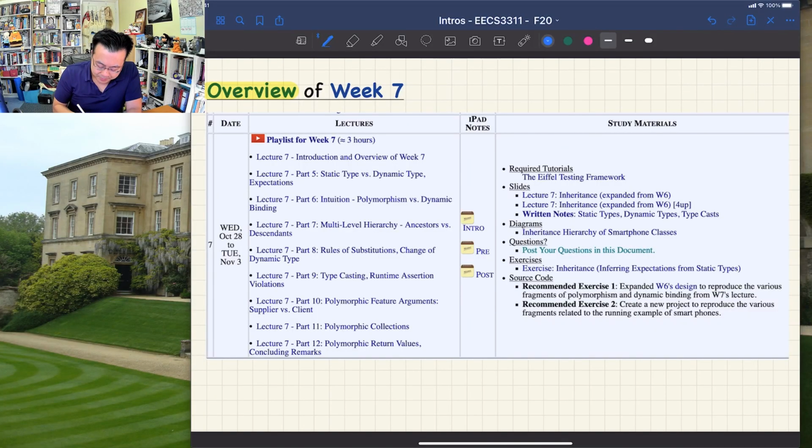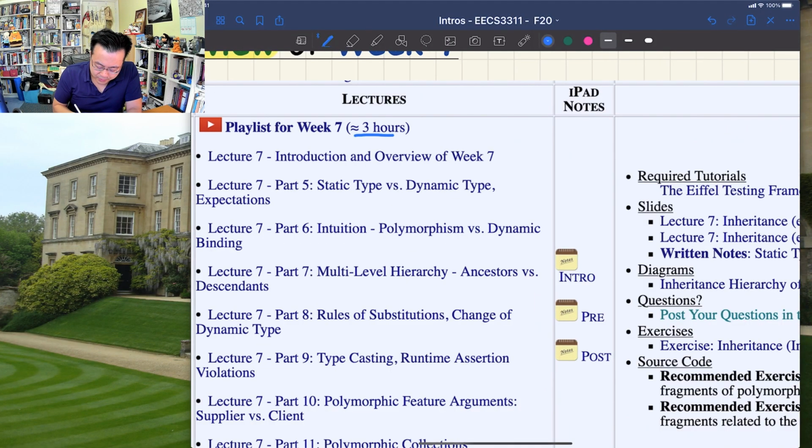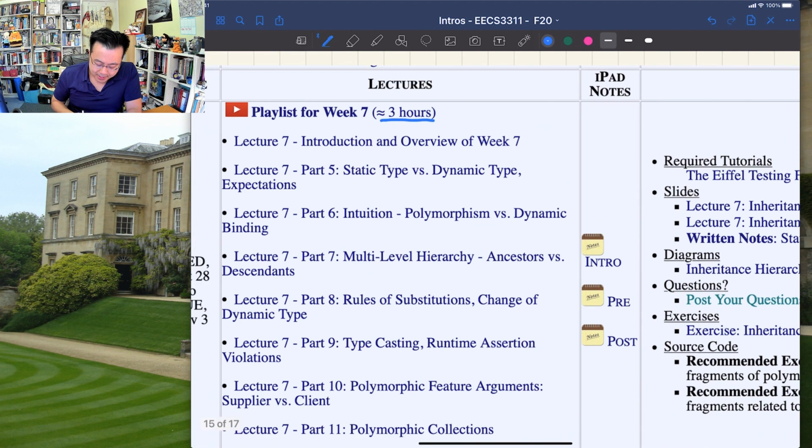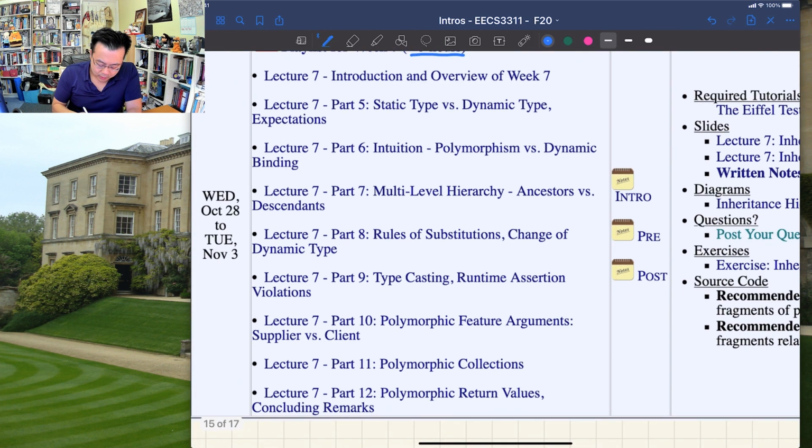Let me just give you a very quick introduction to what we're going to talk about this week, and then you'll do the main work to study the lectures. Okay, as I said before, we're going to get 3 hours for you this week. And then you're going to actually look at all the parts over here.